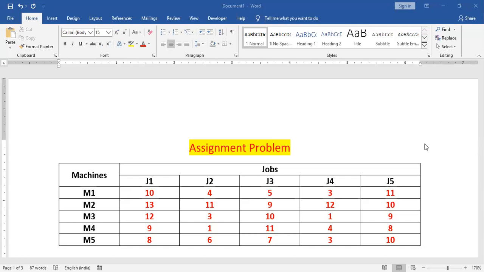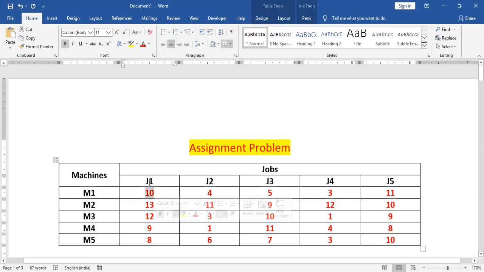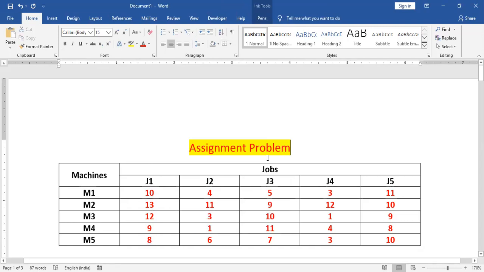The 5 machines are M1, M2, M3, M4, and M5. If we're talking about the number of jobs, there are 5 jobs, J1, J2, J3, J4, J5. Right. So the given values in this matrix, like 10, 4, 5, these are the timings. If I do job 1 from machine M1, it will take 10 minutes. If I do job 1 from machine M2, it will take 13 minutes. Job 1 from machine 5, it will take 8 minutes. So these are the timings given in this table.